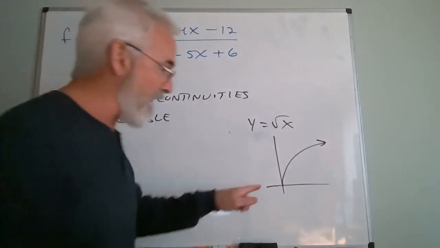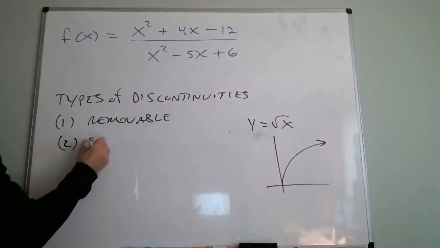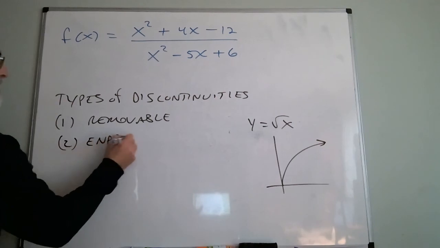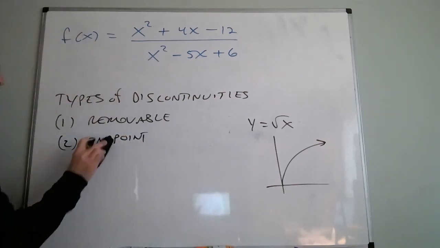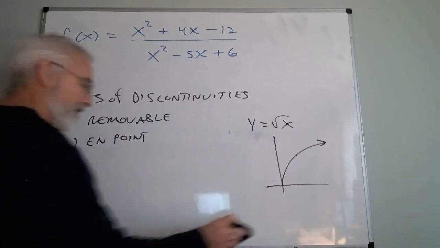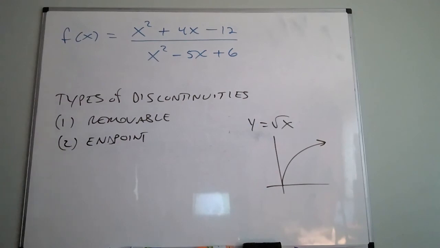Oh, so I'm not defined at origin. That's called an endpoint. You cannot be continuous at the endpoint of a function because that's the end of the domain. There's nothing on the other side. Sorry, endpoint. Okay. So I'm not continuous where I have a removable discontinuity. I'm not continuous at an endpoint.